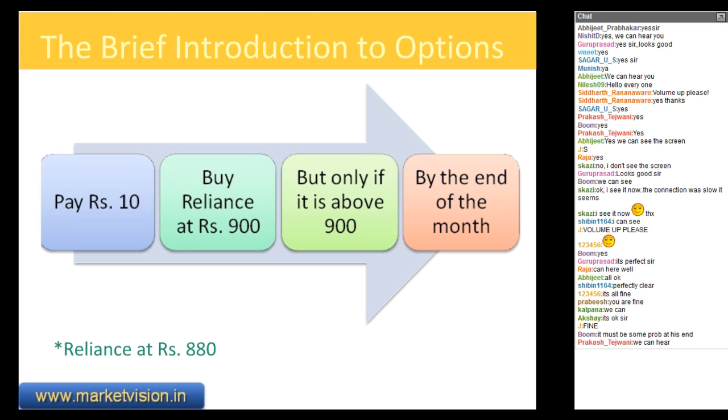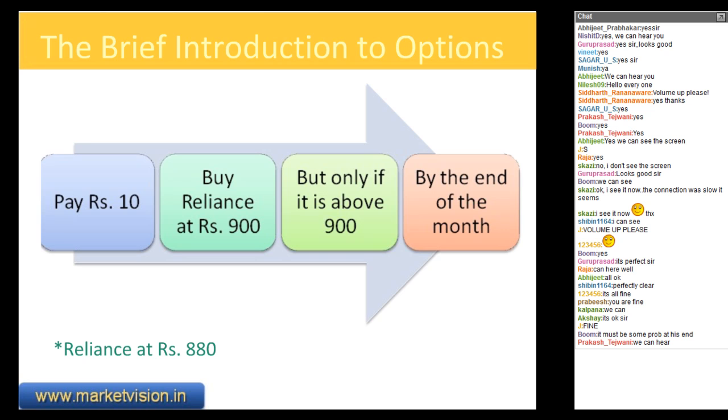Current Reliance price is, let's say, 880 rupees. And you're thinking, if it goes to 1,000 by the end of the month, I make 100 rupees, I pay this guy 10 rupees, and I make 90 rupees as profit. If it goes down, I lose only 10 bucks. It's like 90 rupees profit versus 10 rupees a loss. It's a great idea, isn't it? This is essentially what an option is.